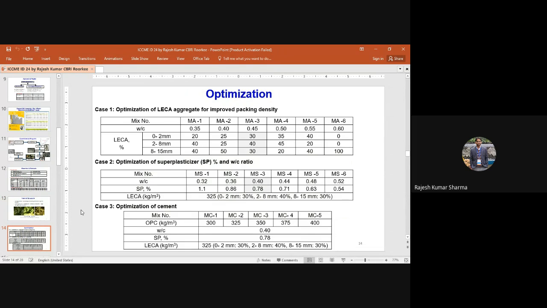So at three levels, we have done optimization. Firstly, we have optimized LISA aggregate for improving packing density. Then we have optimized for SP doses and water cement ratio, followed by cement. And the output target was compressive strength.